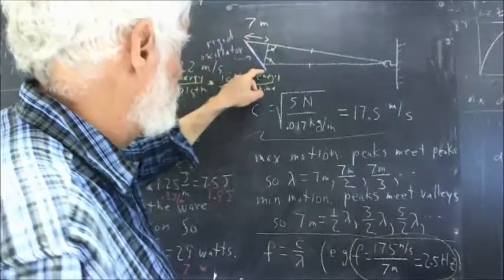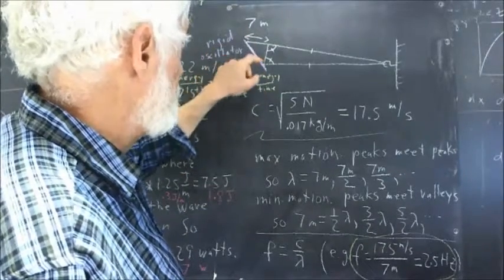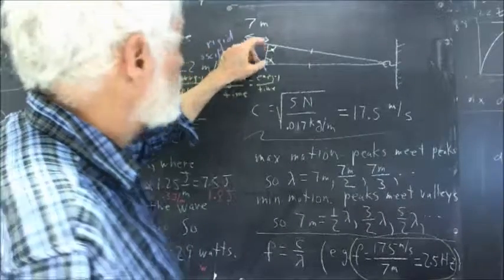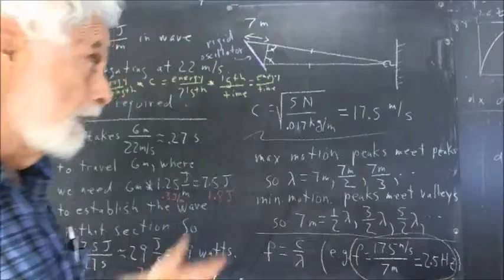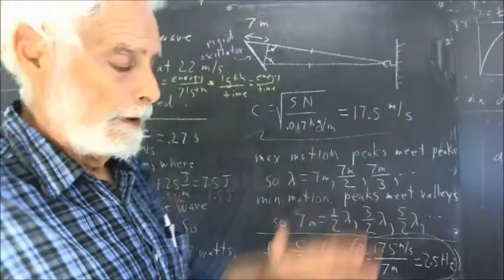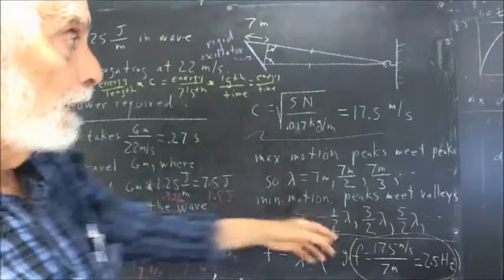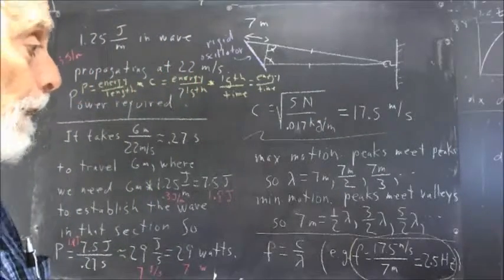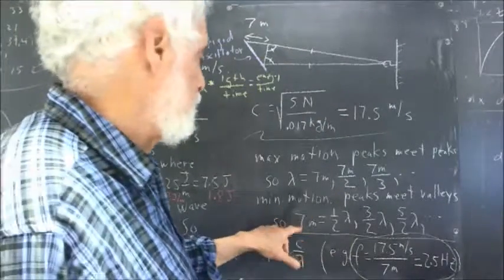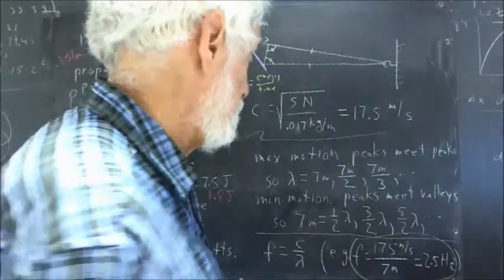You have a peak here when you have a peak here. So if you have a peak here, you've got a valley here. So now you have a peak and a valley going together down the line, and you get cancellation. Peaks meet valleys, minimum disturbance of the bungee cord. Okay, that happens if the 7 meters is half a wavelength.